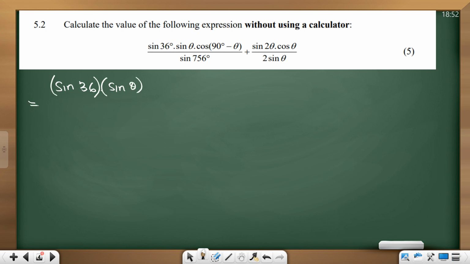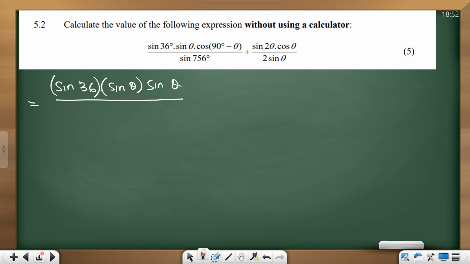Now, what is cos of 90 minus theta? I want us to work perfectly. Don't make a mistake of sine. And don't make a mistake of whatever. What is 90 minus theta? It is sine theta. Beautiful. Sine theta over.